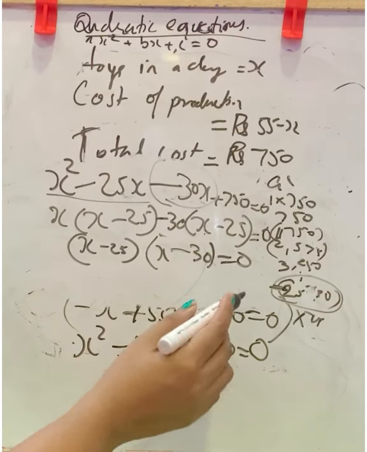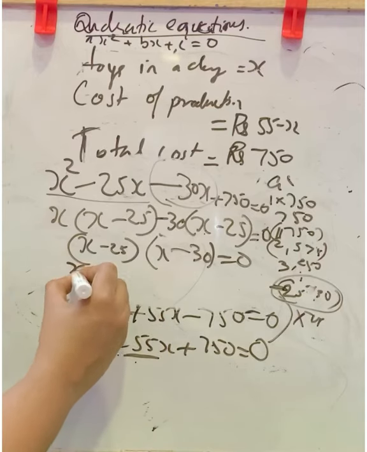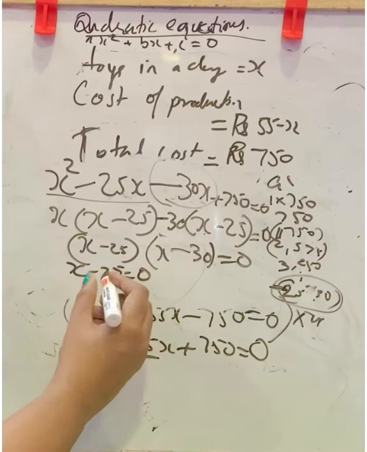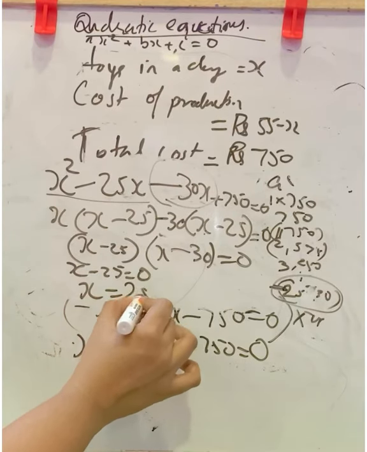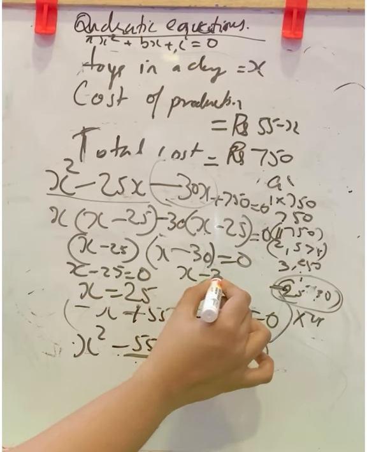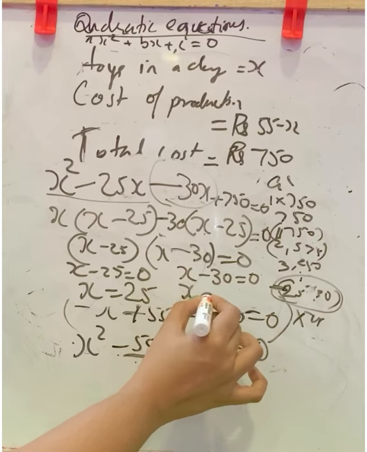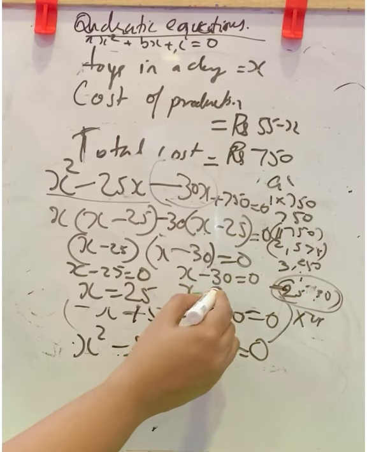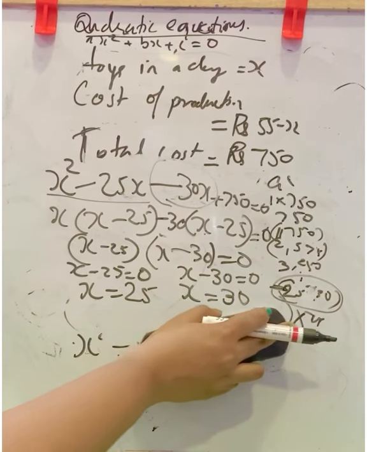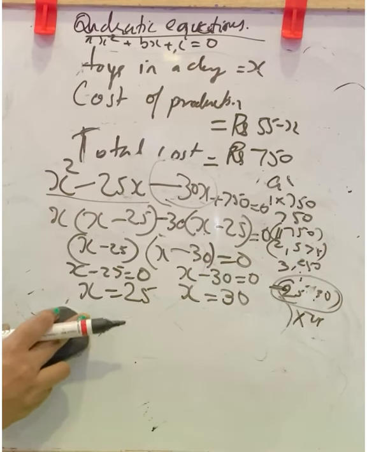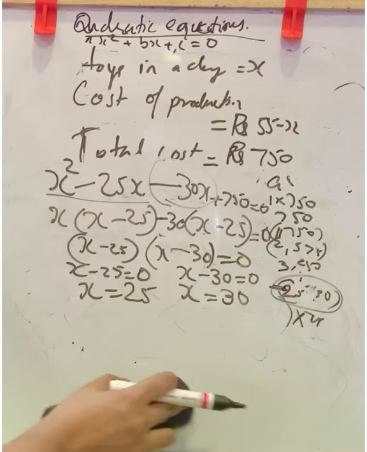Now next is to equate each term to 0. x minus 25 equal to 0, that is x is equal to minus 25, taken to RHS positive 25. Here x minus 30 equal to 0, x is equal to minus 30, taken to RHS plus 30. So we got x is equal to 25 and x is equal to 30. Those are the roots of this equation.